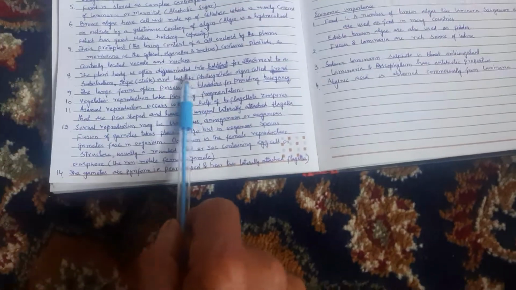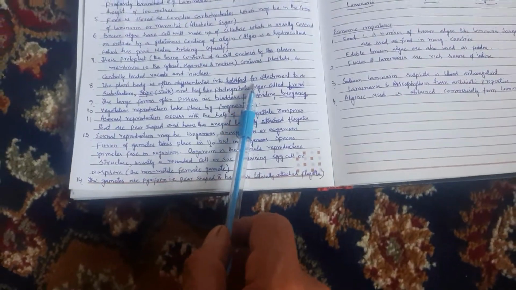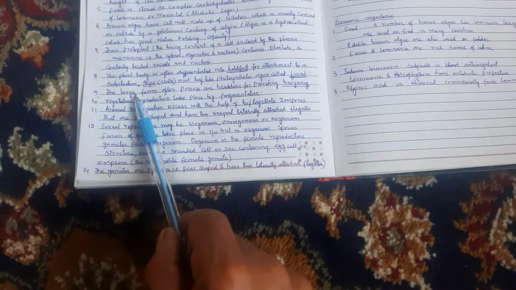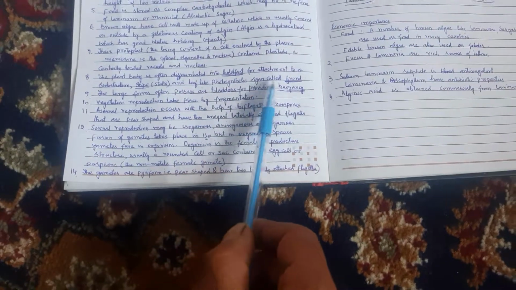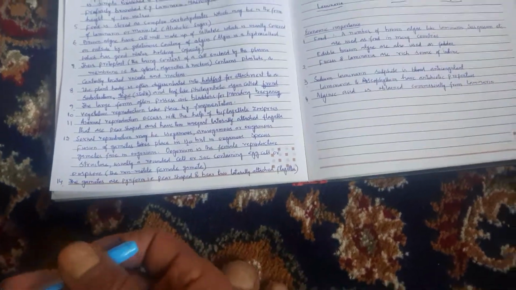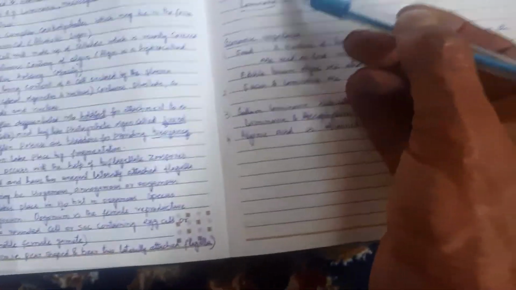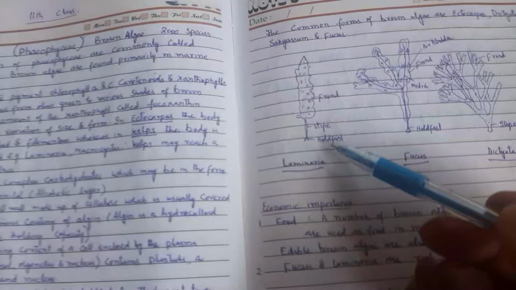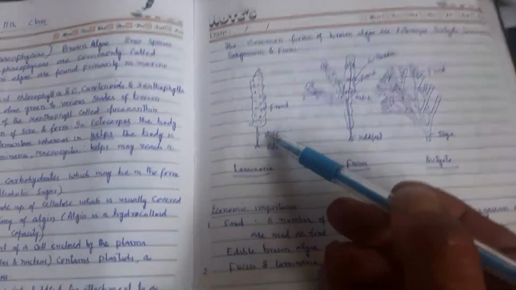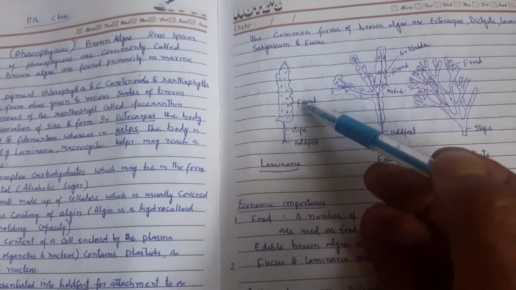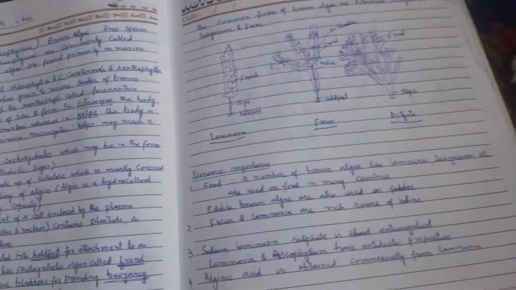Plant body is often differentiated into holdfast for attachment to a substratum, stipe, that is stalk, and leaf-like photosynthetic organ called frond. As you can see here, holdfast which is attached to the substratum, and stipe which acts as a stalk, and frond which is a leaf-like structure.